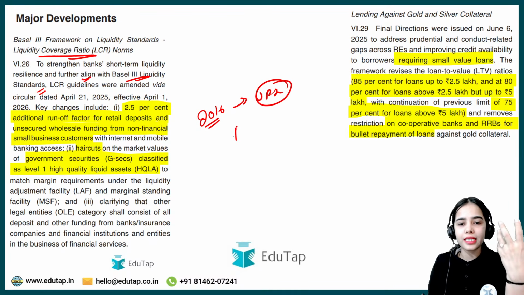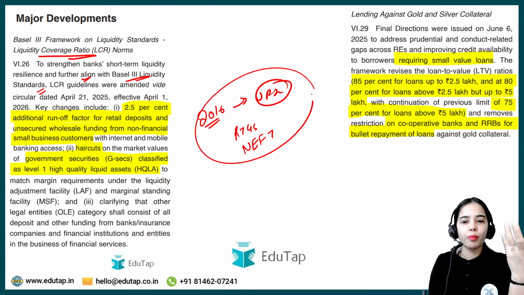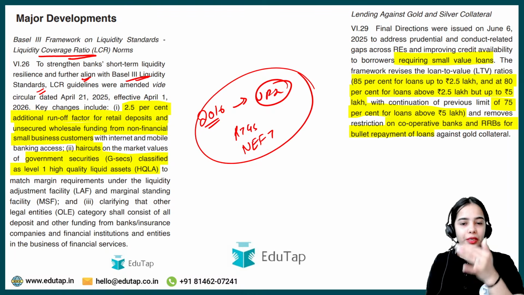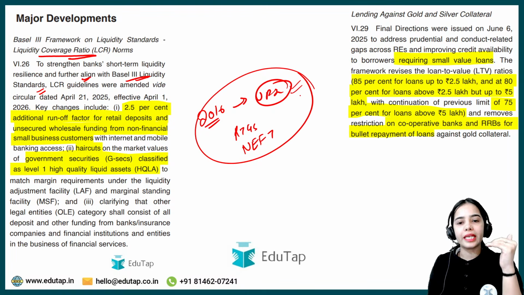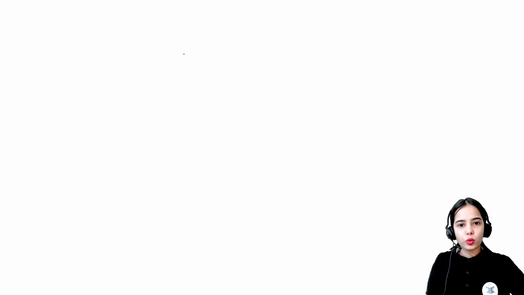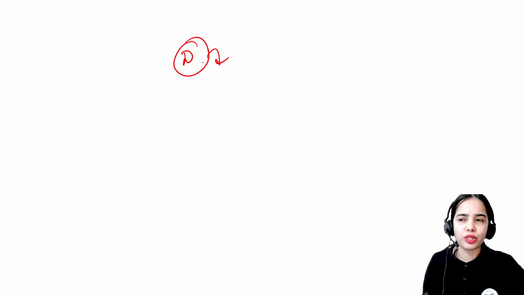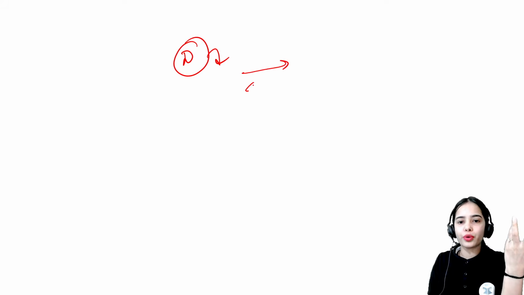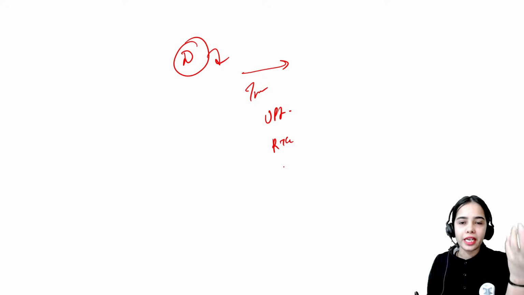UPI as well as RTGS, NEFT. These systems have become more accessible. And with the adoption of UPI, there is now a higher runoff factor of the deposits. Before, if you had to take out the deposits, you had to go to the bank, you had to stand in the lines and such. Now, if you want to transfer the money, you can use UPI, you can use RTGS, you can use the NEFT system.